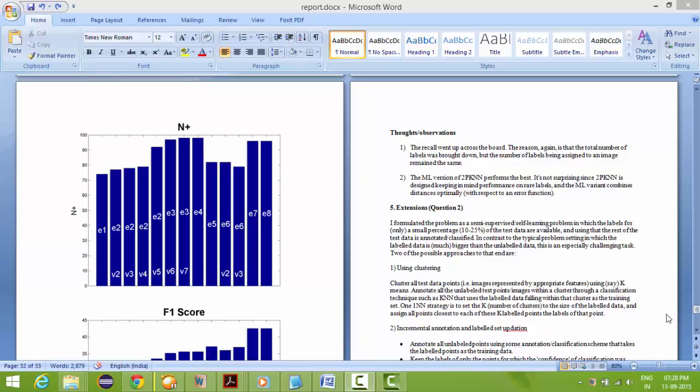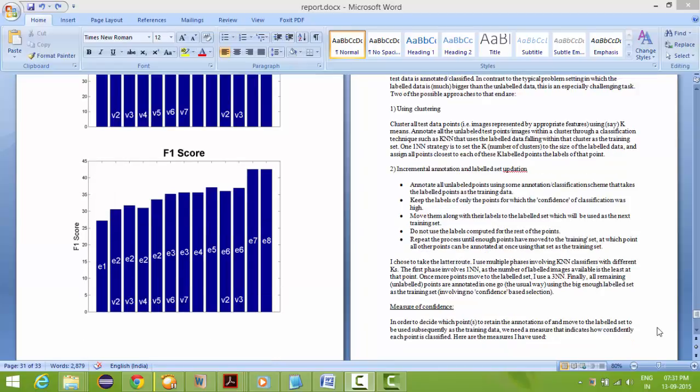Two of the possible approaches for that are as follows. The first involves clustering. Cluster all test data points using, say, k-means. Annotate all the unlabeled test data points within a cluster through a classification technique such as KNN that uses the labeled data falling within that cluster as the training set.